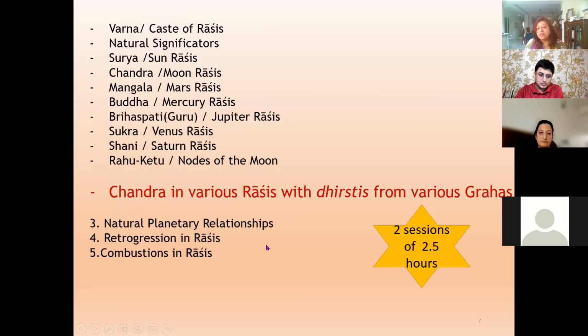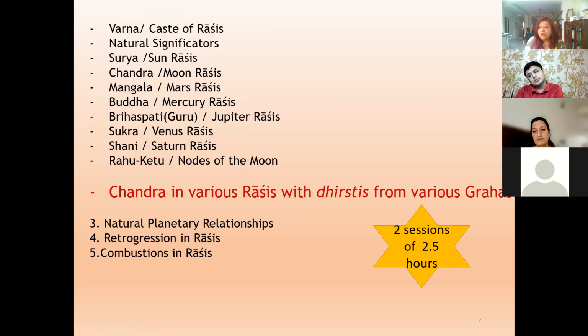And so then we carry on with more and more rashis and sessions. Retrogression is a big thing in rashis and grahas. When a planet is retrograde, how do you read it? Lord Rama had exalted Shani in his 4th house, but it was retrograde. It behaved as if it was in debility. How do you read that? What does it mean?